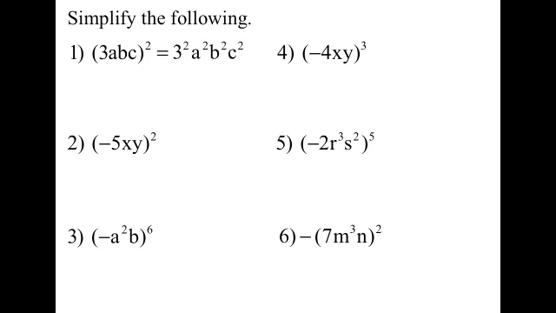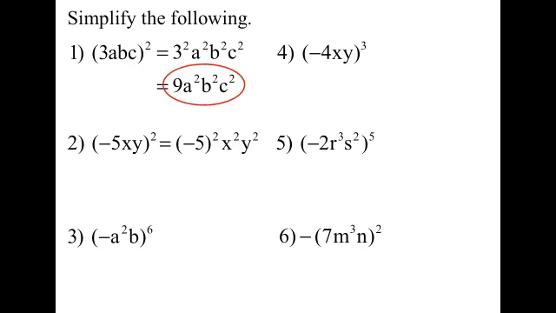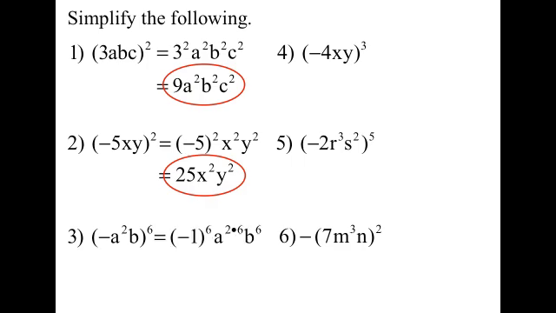Now check your work. Number 1 is 9a squared, b squared, c squared. Number 2 is 25x squared, y squared. Number 3 is a to the 12th, b to the 6th. Number 4 is negative 64 x to the 3rd, y to the 3rd.